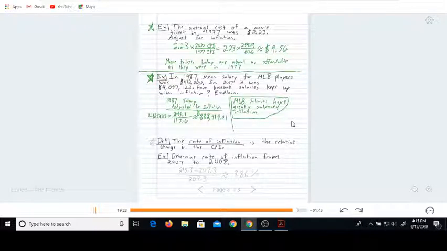If we're comparing apples to apples here, the ball players in 87 were making a good salary. They were making almost $1 million a year when you adjust for inflation. But nowadays, it's well over $4 million.